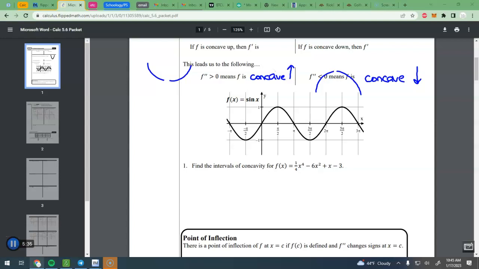Sine of x. So eyeballing where the function changes concavity can be kind of tough. So this one is pretty clearly like a U up until around there. Would you agree? And then that's what's called a point of inflection, where the concavity switches.